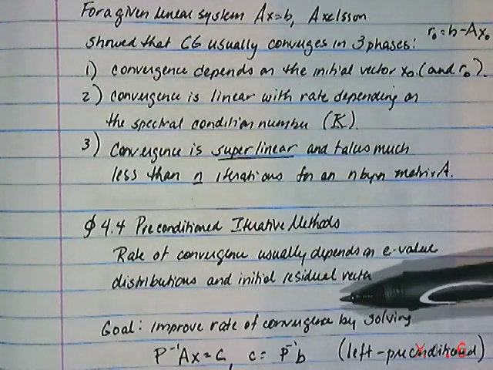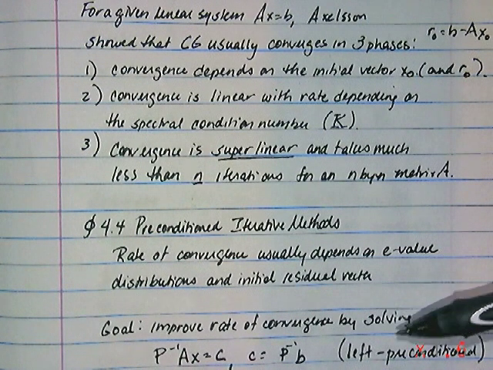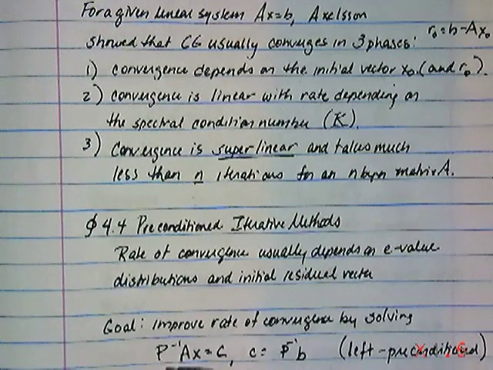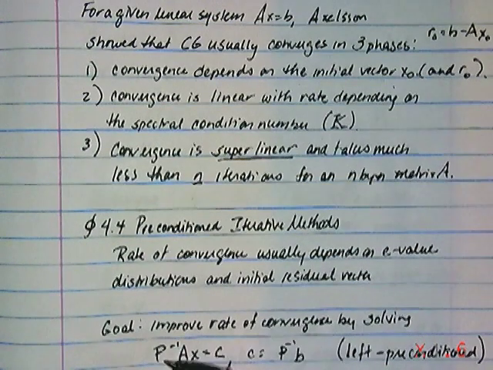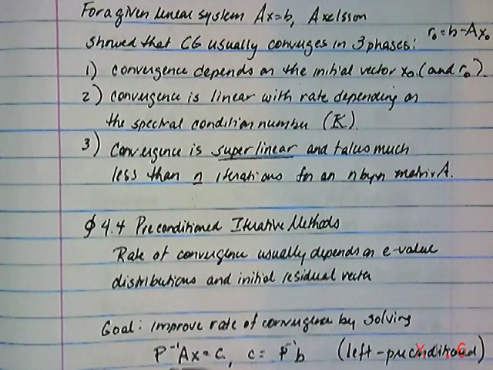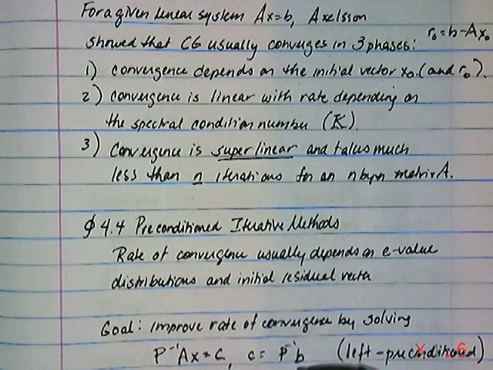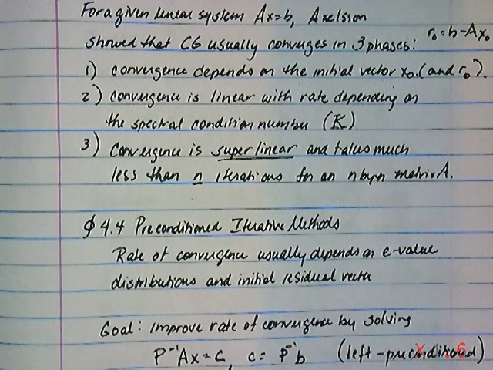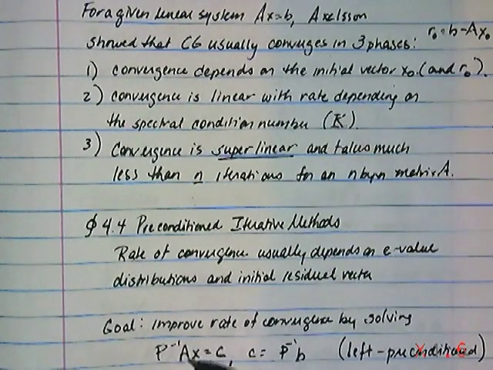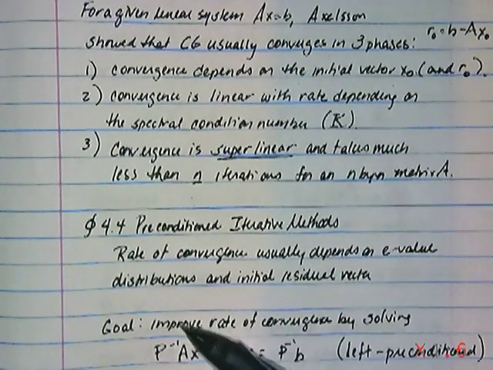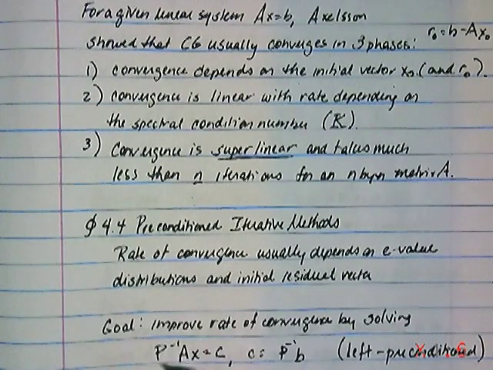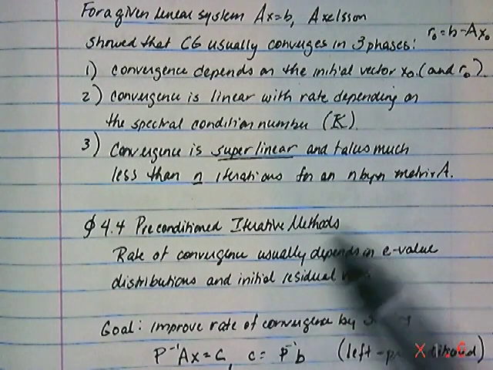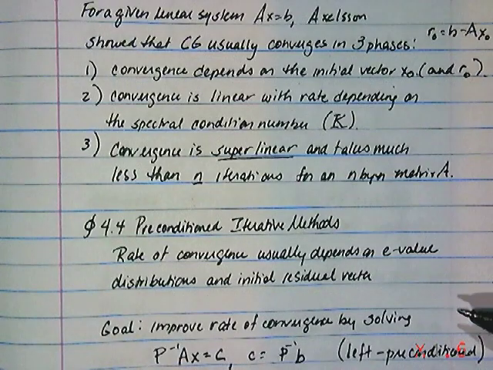The goal of a preconditioned system solved iteratively is to improve the convergence rate by preconditioning your system, which in this case means multiplying by an inverted matrix: P inverse A x equals c, where c is now P inverse b. So you've taken Ax equals b and multiplied it on the left by P inverse. You've maintained the original solution x, but now you're solving a system where the coefficient matrix is of this form. This is called left preconditioning because you've multiplied on the left of the original system.